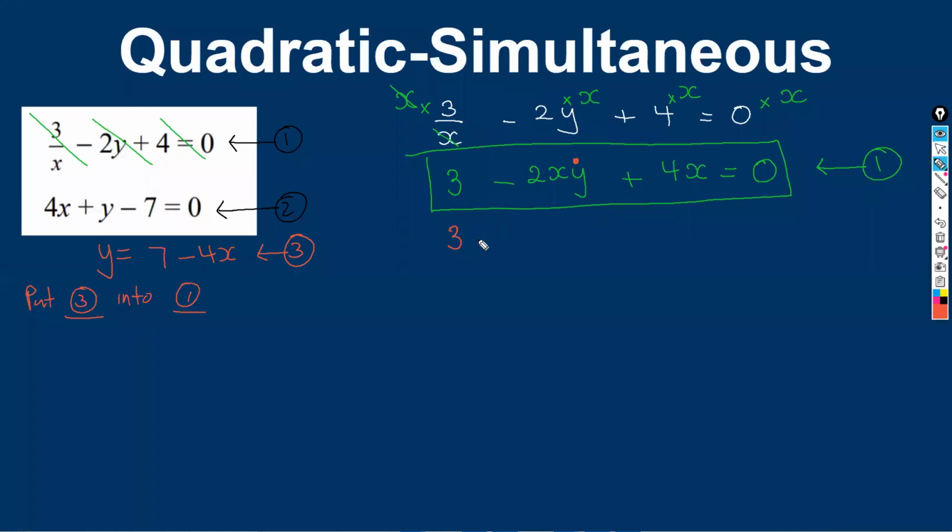So you have 3 minus 2x, and look at how the letter y here, right? Open brackets, and inside the brackets, we could put what?